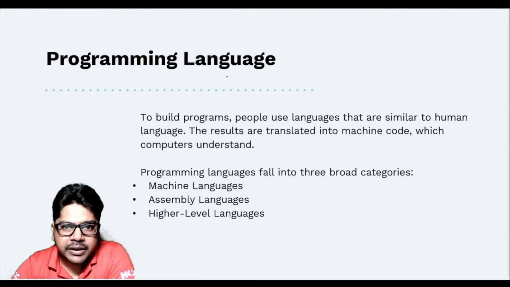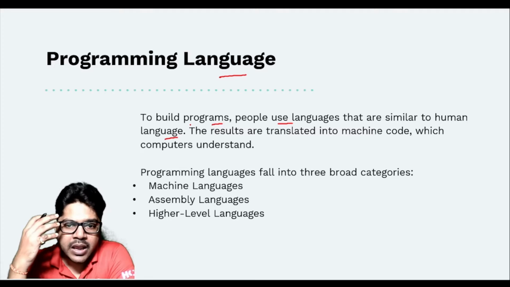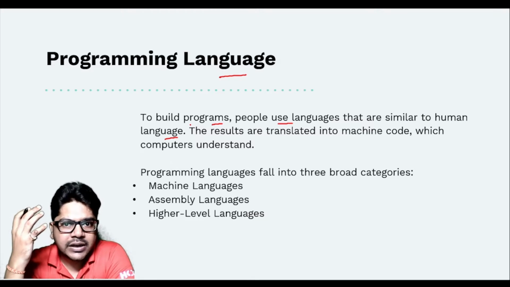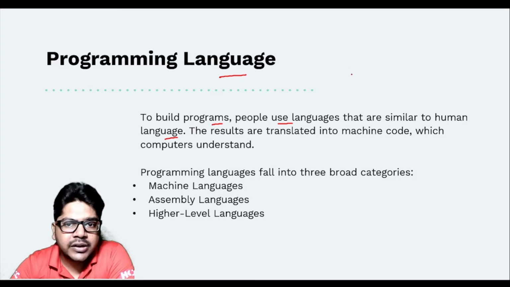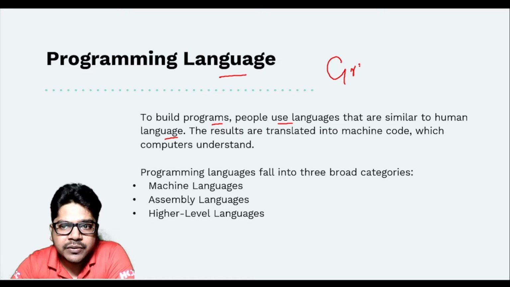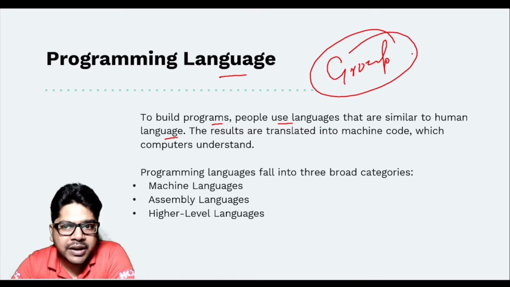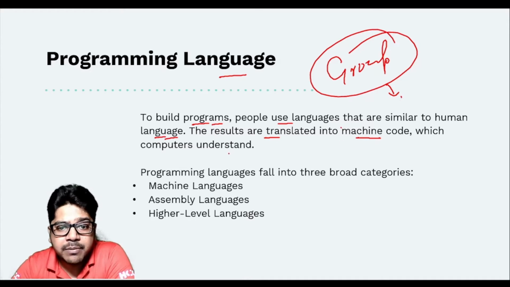Now what is a programming language? Let's understand in more detail. To build programs, people use languages that are similar to human languages. It was very difficult, and only a certain group of people were able to do coding. The rest were not. So it was very much required that they come up with some kind of language which people can understand and use to do coding or programming. So people use languages similar to human language, which is called computer language, and the results are translated into machine code which the computer understands.